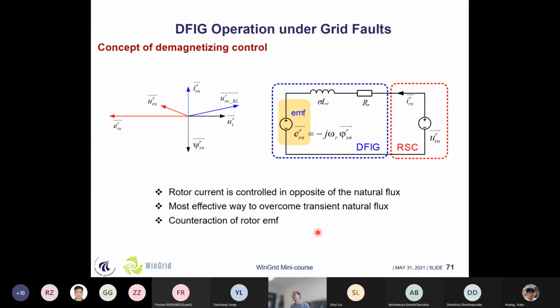The concept of this demagnetizing control is that we try to control the load side current in the opposite direction of the natural flux. In this way, all the capabilities of the load side current will be used to overcome this transient natural flux. If we take a look at this phasor diagram for the load side voltage and current, we can see that if we control this current in the opposite direction of the natural flux, the voltage across the transient resistor and inductor of the load side will be in the opposite direction of the EMF. Then it will bring this load side voltage back to the control range, and it will help us counteract the load side EMF if we use this demagnetizing control.